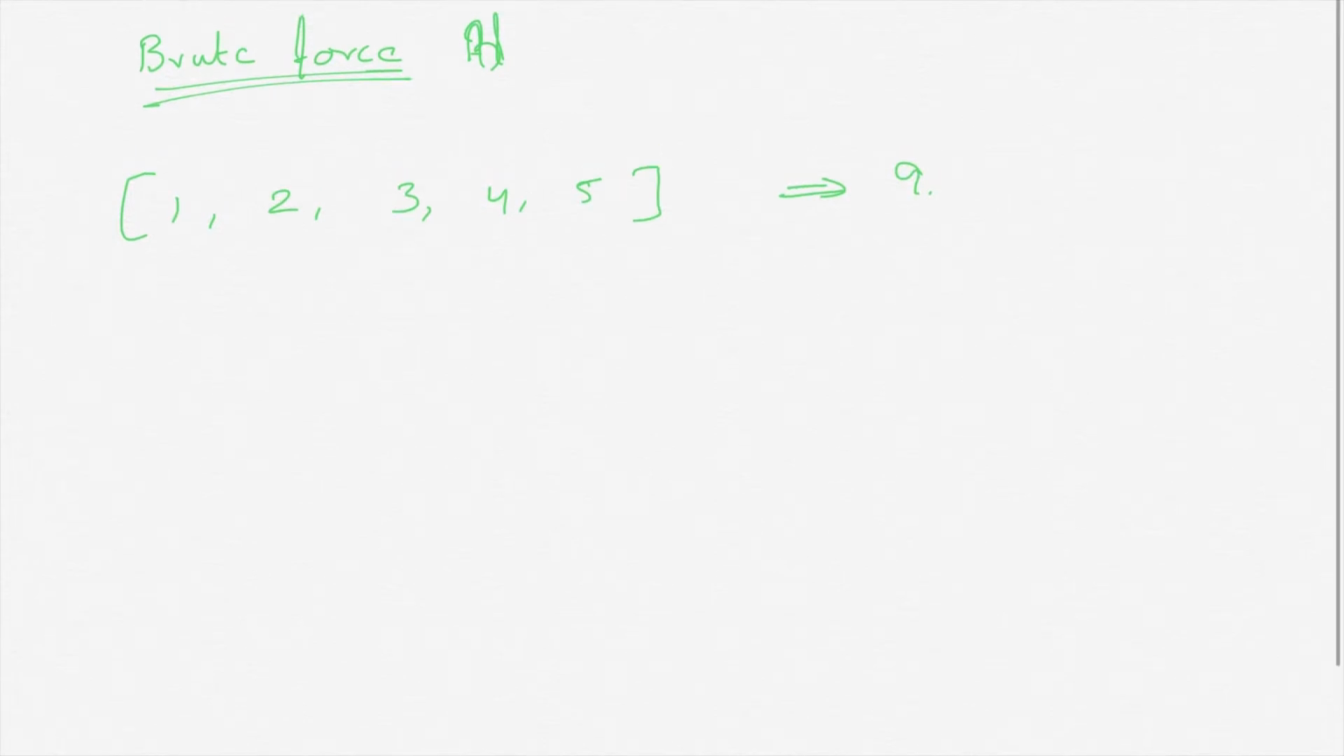First let's see a brute force algorithm, and next we'll see an efficient way of doing it. So let's take an input array 1, 2, 3, 4, 5, and our target is 9. So what we have to do? If you see it in a brute force way, you have to go through each element combination, whatever possible element combination.